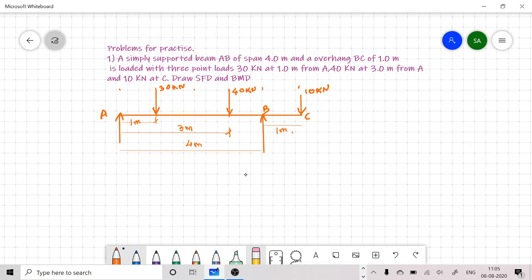Now to keep the body in equilibrium, there will be reactions at A and B, RA, RB. So let us find first the reactions at A and B, only vertical reactions, applying conditions of equilibrium.